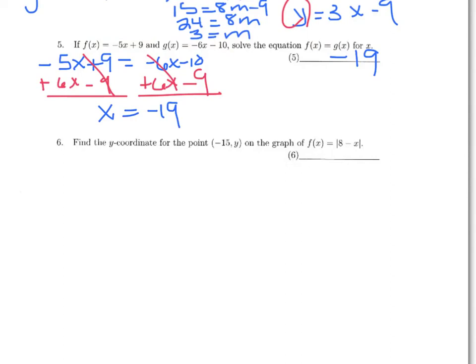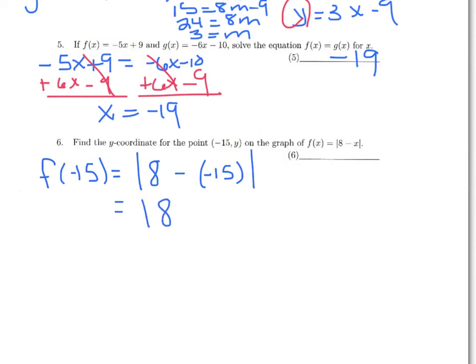For number 6, we're trying to find the y-coordinate for a given point. In other words, when x is negative 15, what is y? So when x is negative 15, we find f of negative 15, and we substitute it in here. So let's go ahead and do that. f of negative 15 equals the absolute value of 8 minus negative 15. That's 8 minus a negative is 8 plus 15. That gives us the absolute value of 23. And the absolute value of 23 is just 23. And that's it.